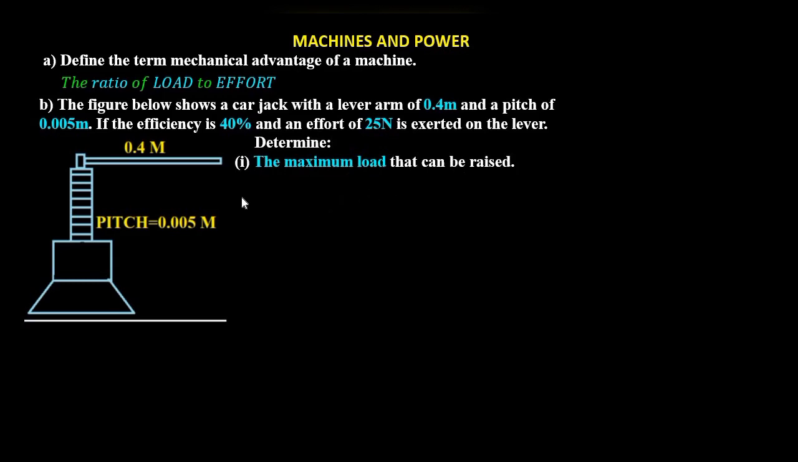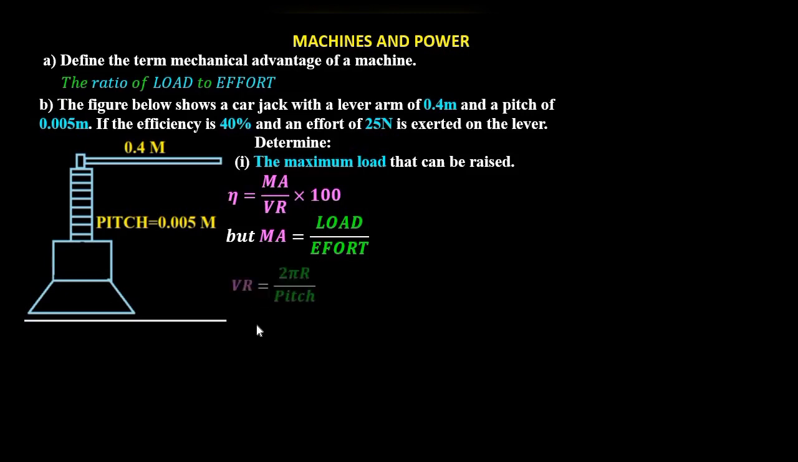Okay, so first thing I want us to recall is that efficiency of a machine is given as mechanical advantage over velocity ratio times 100. So we are going to use the equation for mechanical advantage, that is, mechanical advantage is equal to load over effort. This will help us to determine the maximum load. But before we use this equation, let us first determine what the velocity ratio is.